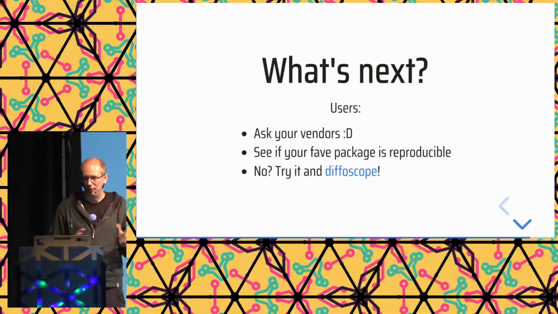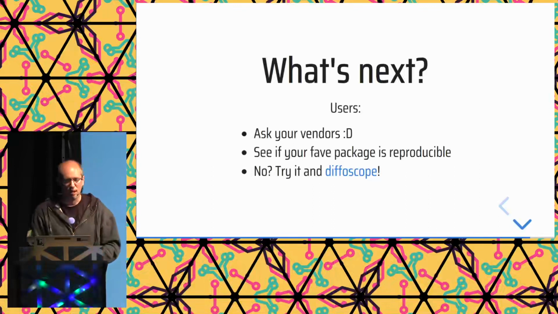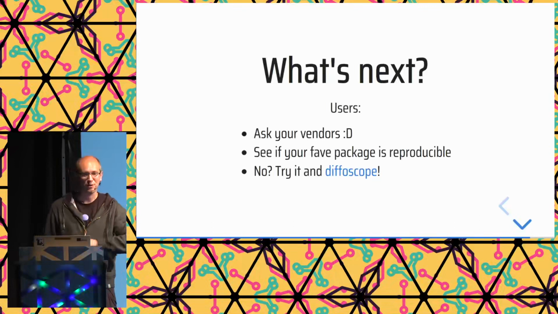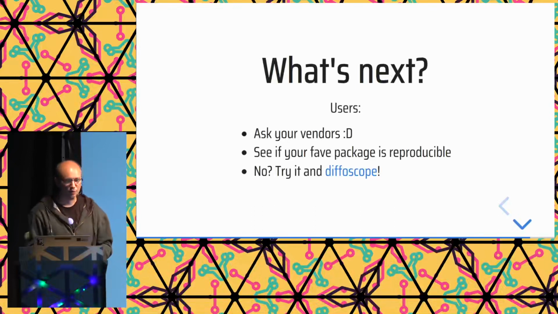So if you ask, okay, what's next? What are the next steps? What are the most important things to work on for reproducible builds right now? For users, definitely for closed source things, ask your vendors. Ask them if they're using techniques like this in their supply chain. For open source stuff, see if your favorite package is reproducible. Try to reproduce it if there are any instructions.